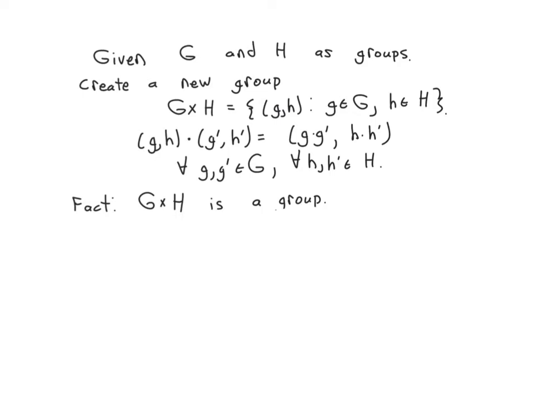In fact, this is what it would have to be because the first coordinates live in one group, and the second coordinates live in what might be a different group. So for all g and g prime, and all h and h prime. And something we'll prove in a later video is G times H is a group. In fact, you've already seen this in an earlier course before, because in earlier courses, the most common group is R under addition.